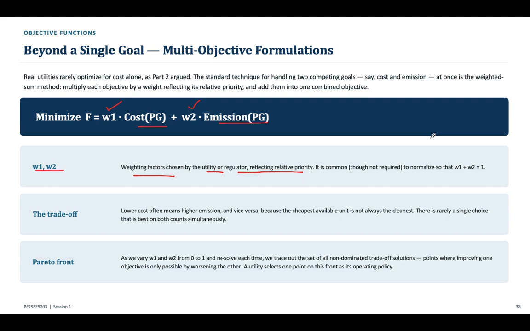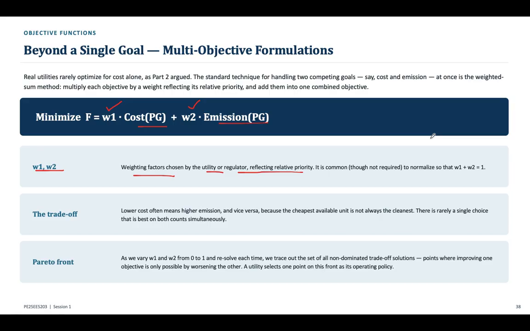See, the cheapest available unit is not always the cleanest one. The thing is, the more we go for the cheapest, maybe the quality of our raw materials or the fuel, many other constraints, many other hurdles do come into the picture. This is rarely a single choice that is the best on both counts simultaneously.